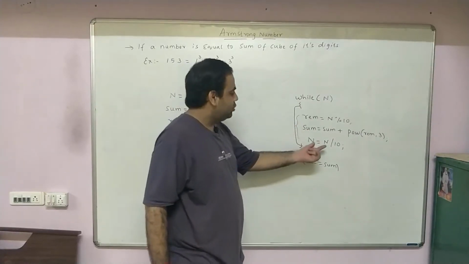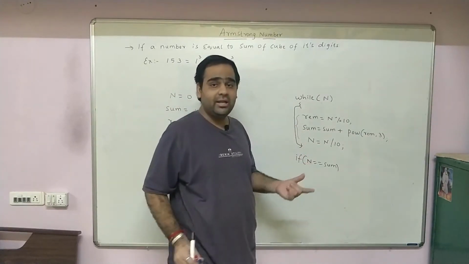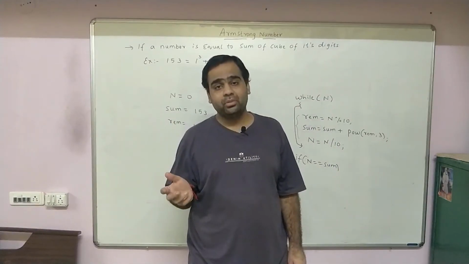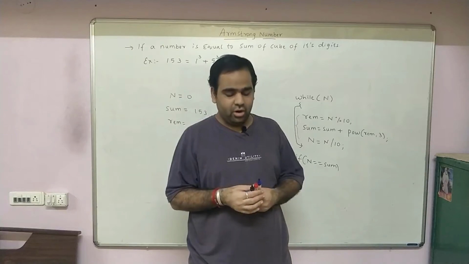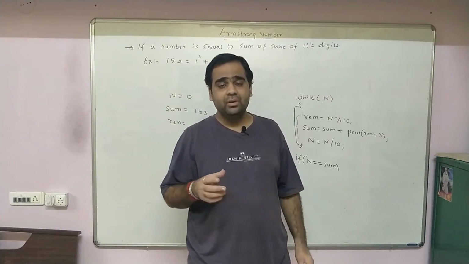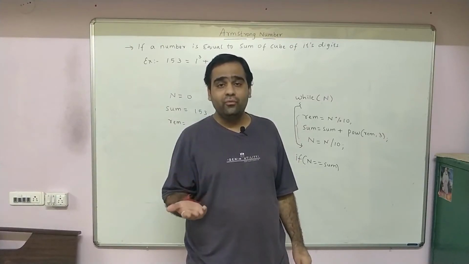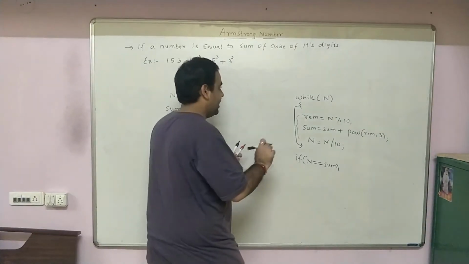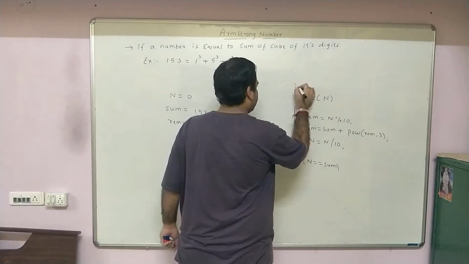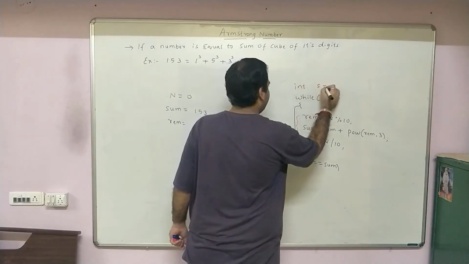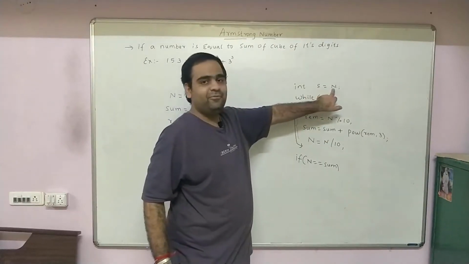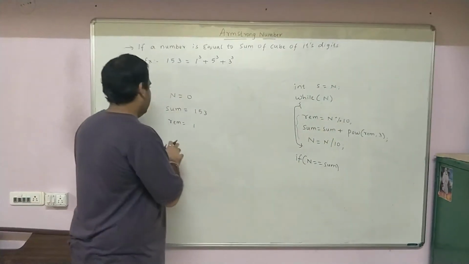Why is it lost in the loop? Because we are saying n is n by 10. That means the value of n is being formatted. Now, whenever we want some important data, before we format, what do we do? We take the backup of that data. Therefore, before I enter this loop, we say int s is equal to n. Now, s becomes the backup for n. Is that okay? Now, let's do it again.